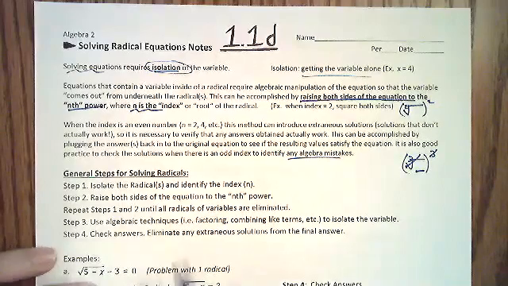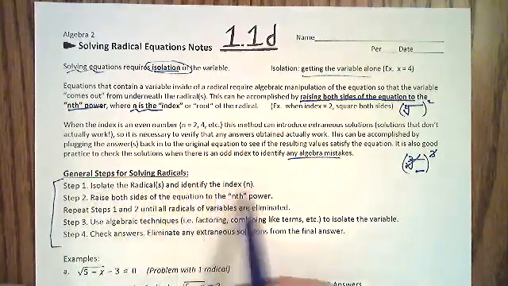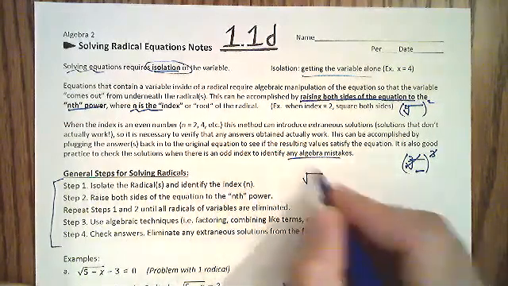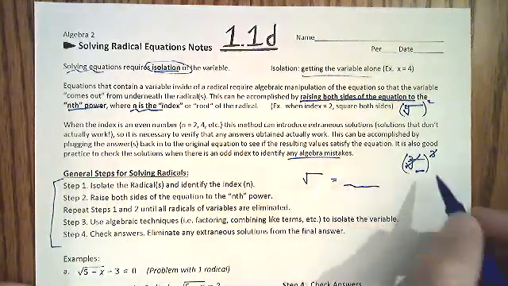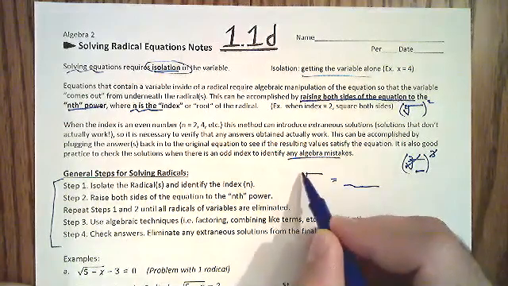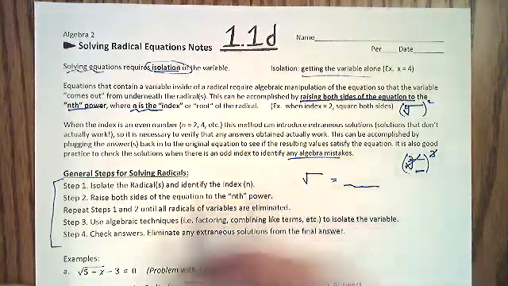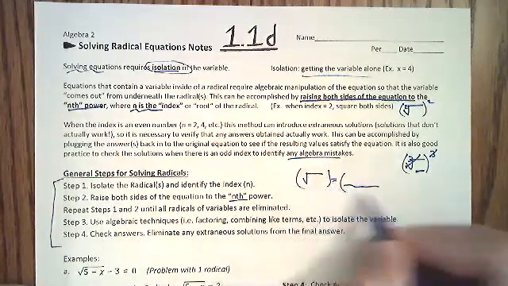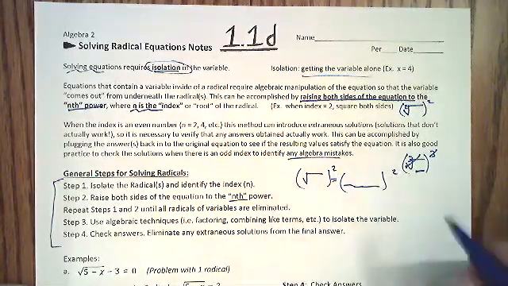So let's take a look at our 4 general steps for solving radical equations. First, you want to isolate the radical and identify the index. That means you're getting your radical completely alone on one side, so everything is going to be moved to the other side. And then you ask yourself, okay, what is the index? What is the n? Is it the square root, cube root, etc.? Once you have that radical isolated, you're going to raise both sides of the equation to the nth power. So if it's square root, you're going to square both sides of your equation. If it's cube root, you'll do the cube power or third power.